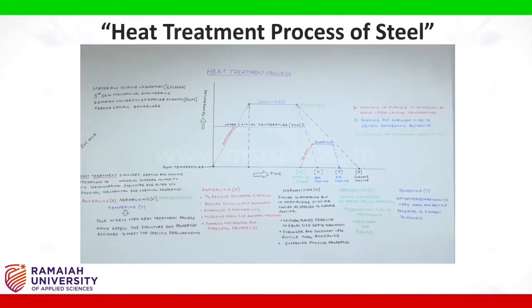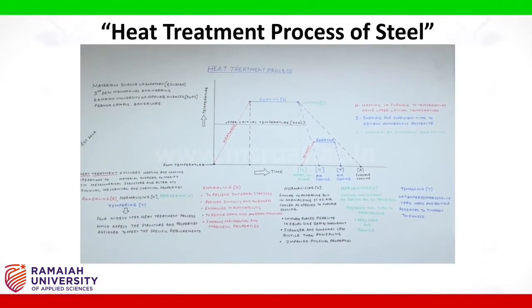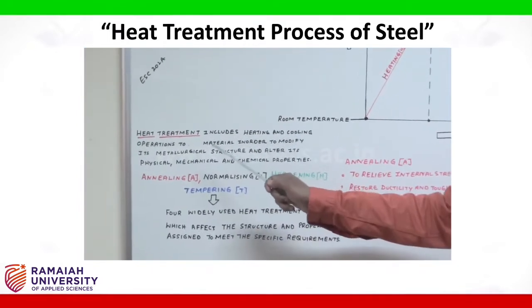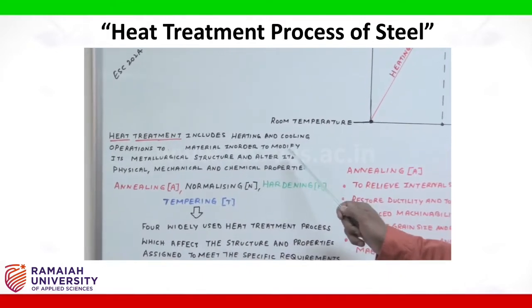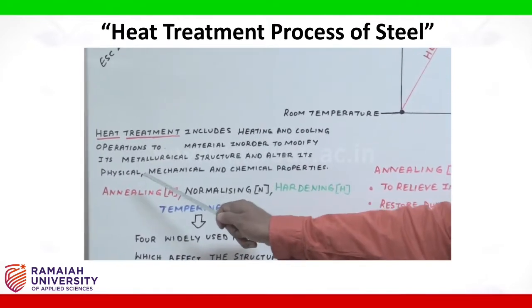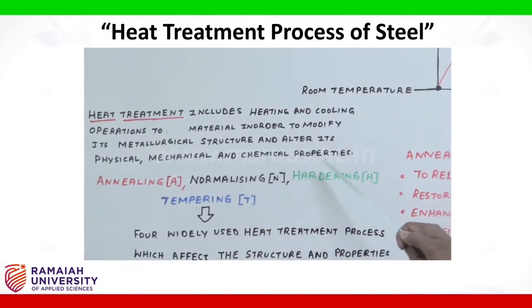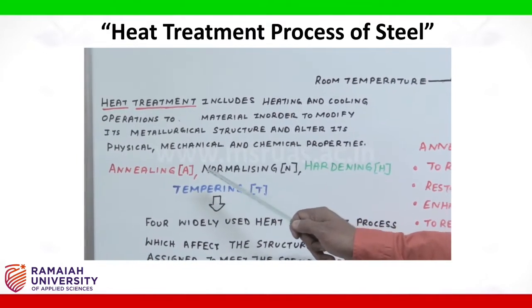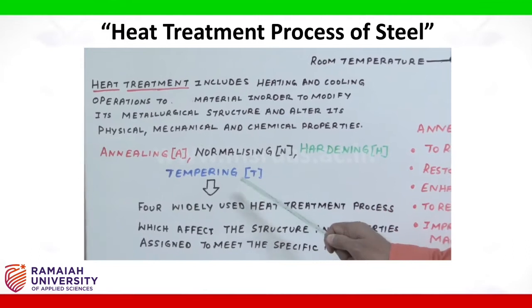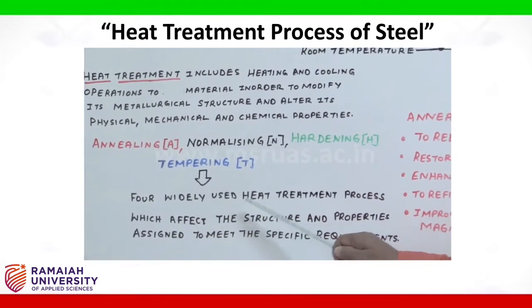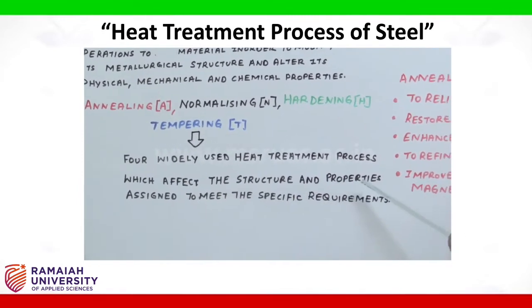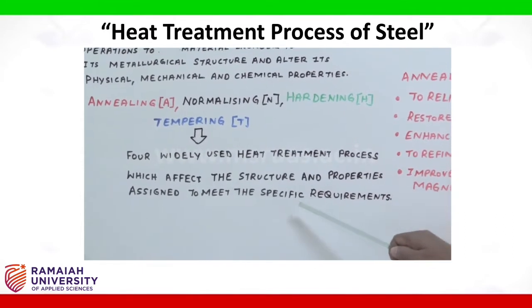Hi students, today let us learn the heat treatment processes on the materials. Heat treatment includes heating and cooling operations to material in order to modify its metallurgical structure and alter its physical, mechanical and chemical properties. There are 4 heat treatment processes: annealing, normalizing, hardening, tempering. These are the 4 widely used heat treatment processes which affect the structure and properties assigned to meet the specific requirements.